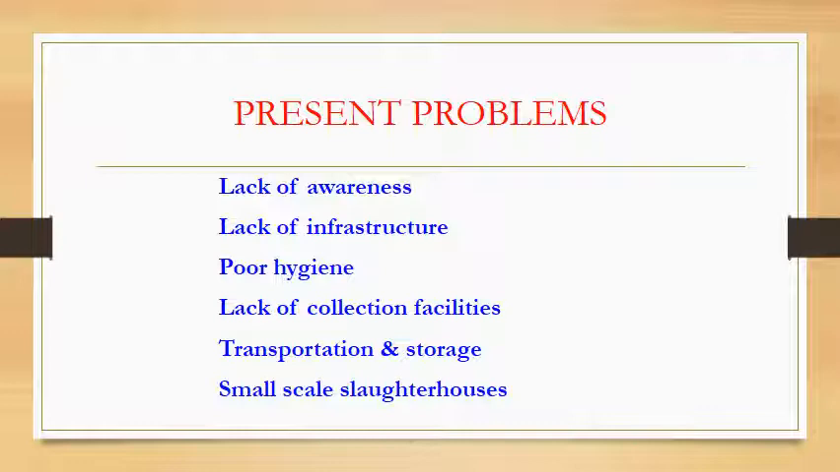The slaughterhouse itself is not in good hygienic condition, so byproducts are not collected properly or processed properly. Sometimes there is lack of collection facilities, sometimes problems in transportation and storage, or the slaughterhouse itself is very small scale, so there is not much effort, or sometimes proper know-how is not available. So these are some of the reasons why the byproducts are not used properly.